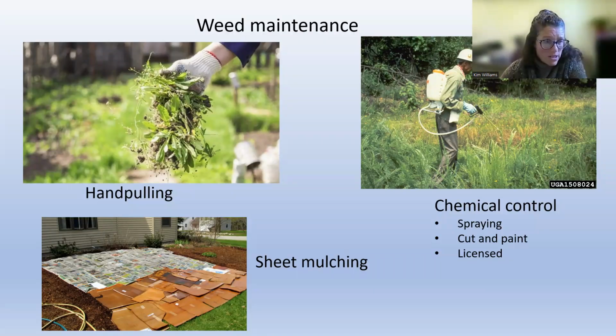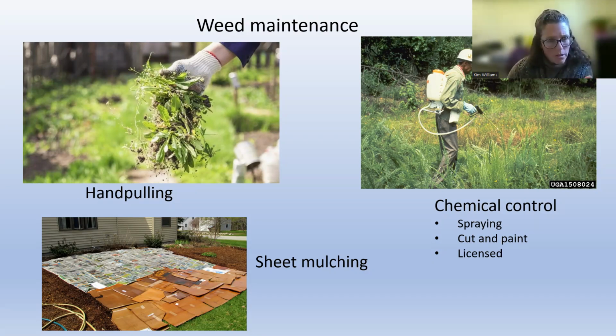So weed maintenance, you've got hand pulling. That's what kids are for, right? And you've got the chemical control, which is spraying or spot spraying. And you just want to make sure that whoever is applying that is licensed, or that you're following the label. If it's a home chemical, you always want to follow the label. You always want to have your PPE, personal protective equipment.